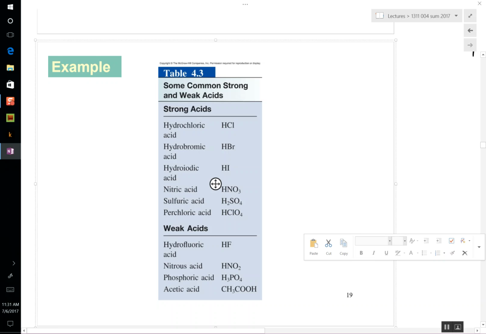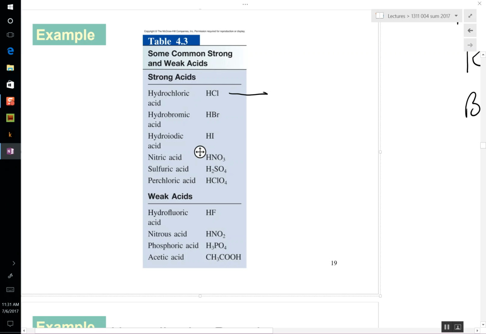What do we mean by weak and strong? Strong means this dissociates 100%.